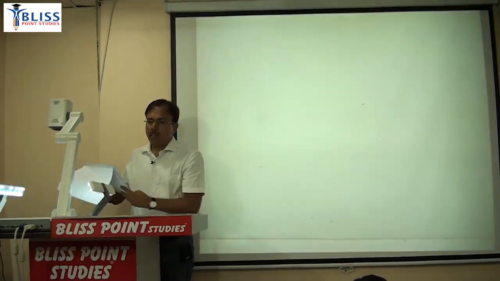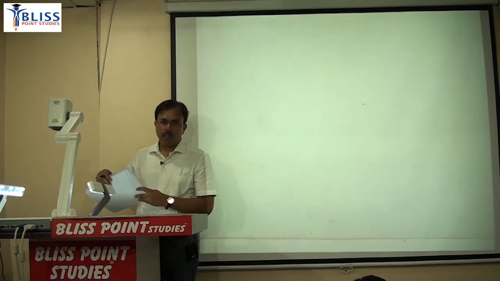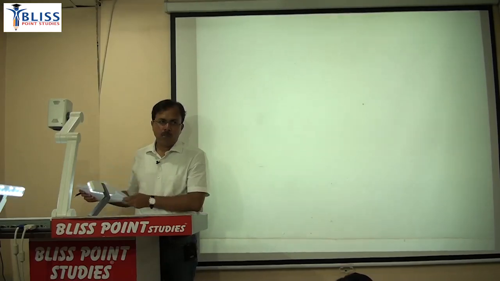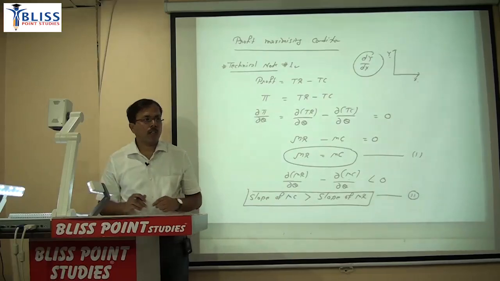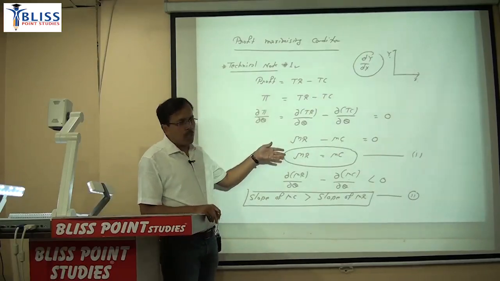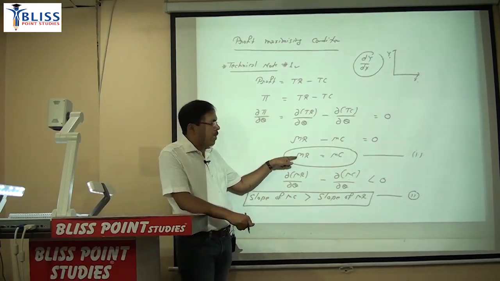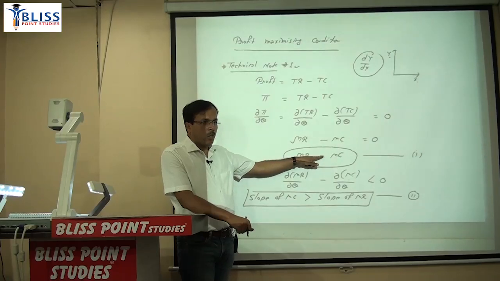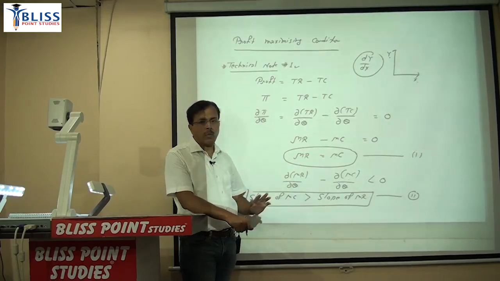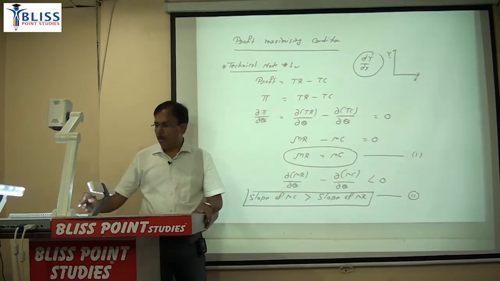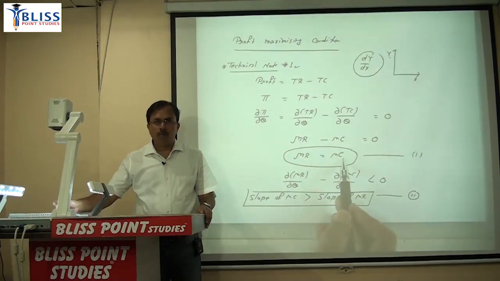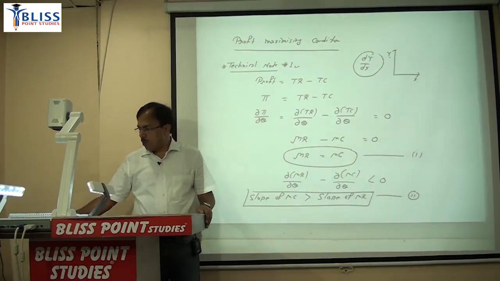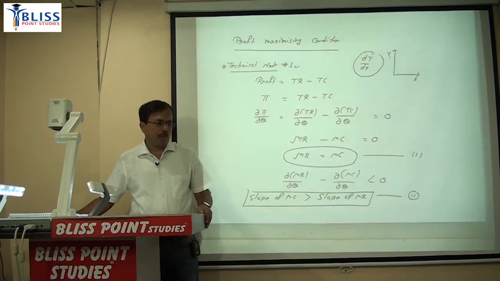So what will be the following condition? What will you write here? When profit gets maximized, you have written that in the technical note. In the paper you do not have to show that. Following condition means you have to write only what? MR equal to MC and slope of MC greater than slope of MR. So write down these two conditions. Number one, MR equal to MC, and second, slope of MC greater than slope of MR.